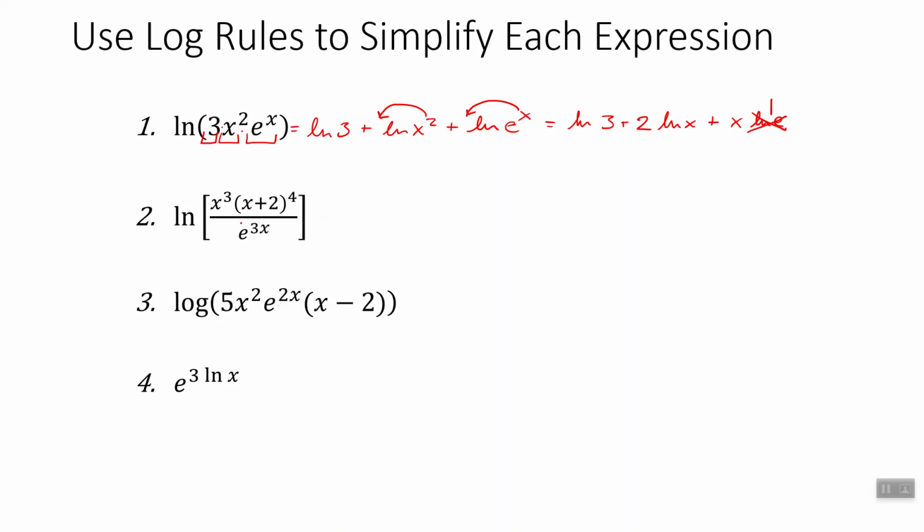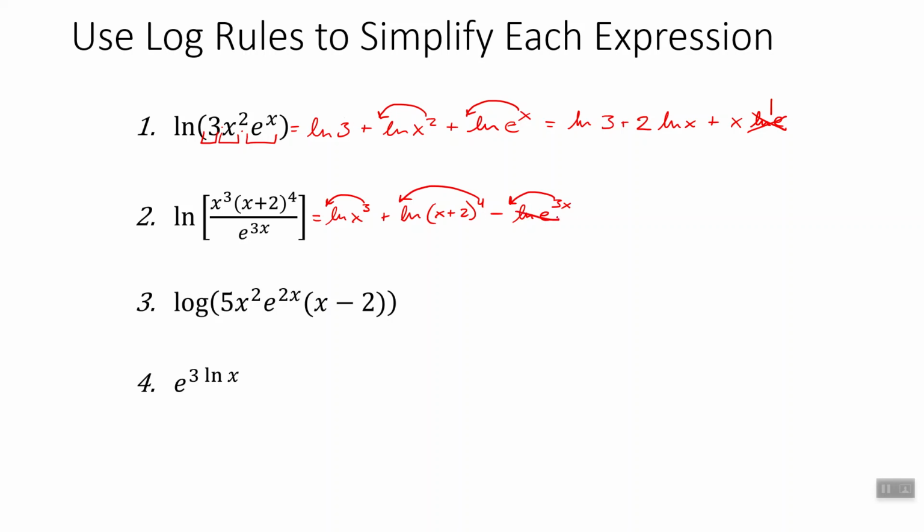All right, here's something a little more complicated. Same thing, we want to break it up. Here we're dividing, so we're going to be subtracting that guy. So we're going to have the natural log of x to the third, plus the natural log of the other guy on top, x plus 2 to the fourth, then minus the natural log of what was on the bottom, e to the 3x. We're going to bring all of our exponents down.